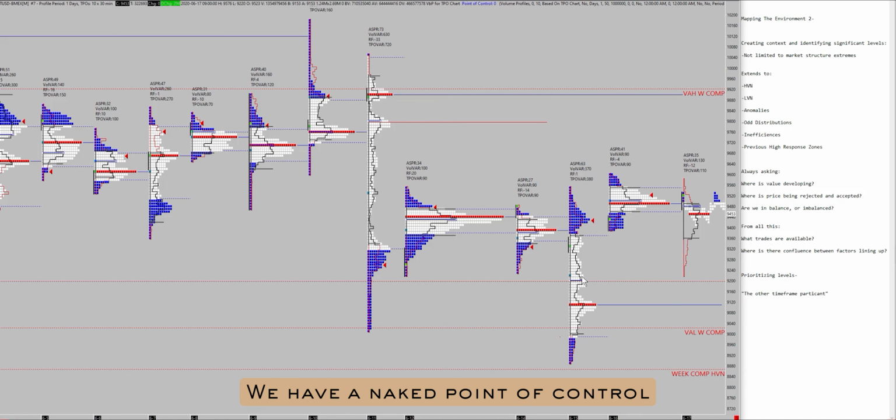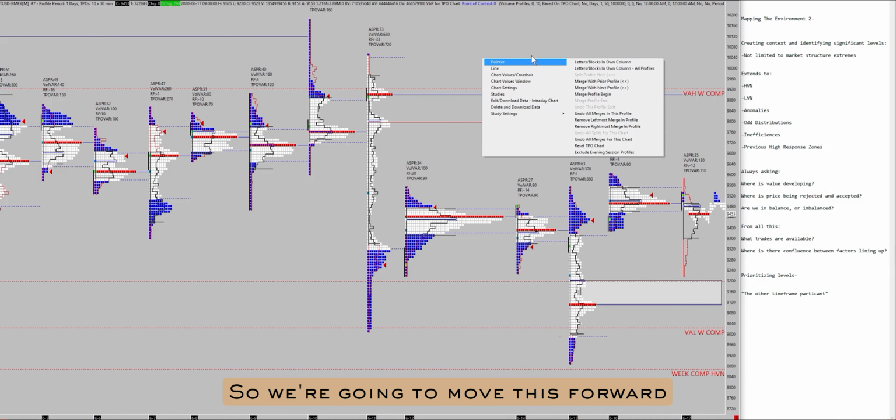We have a naked point of control right there in our volume profile. We know that we have a TPO point of control. So we're going to box that out. This is a general area we could expect price might land. So we're going to move this forward.